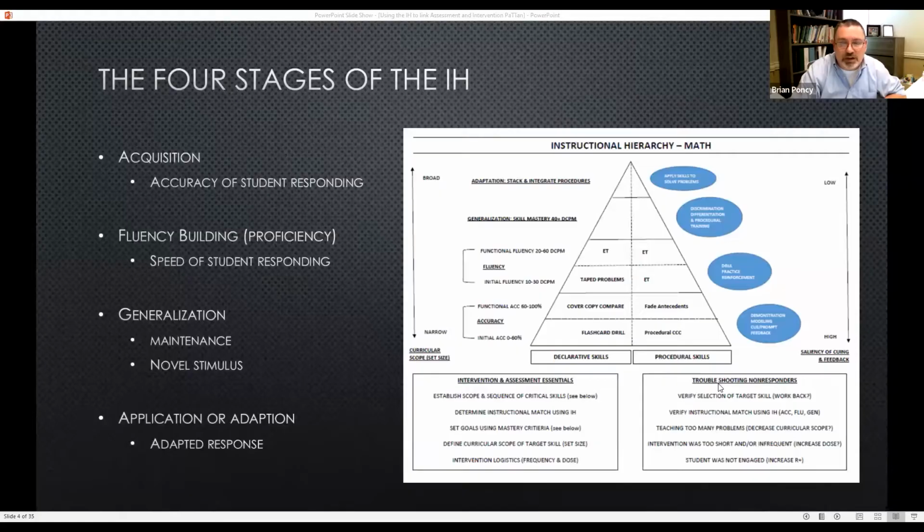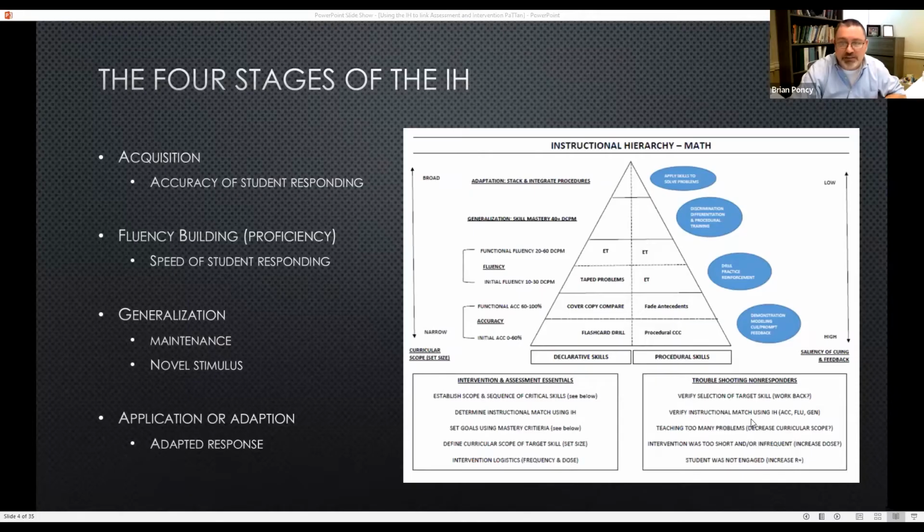When we troubleshoot non-responders, we verify selection of the target skill. If you do an intervention and it's not effective, then one of the questions you're going to ask yourself is, should I work back? If you have a scope and sequence, you can systematically go back and assess the child on these tool skills to see if they're maybe inaccurate at some tool skills, or maybe are disfluent in others. And so you may want to slice back to increase skill fluency.